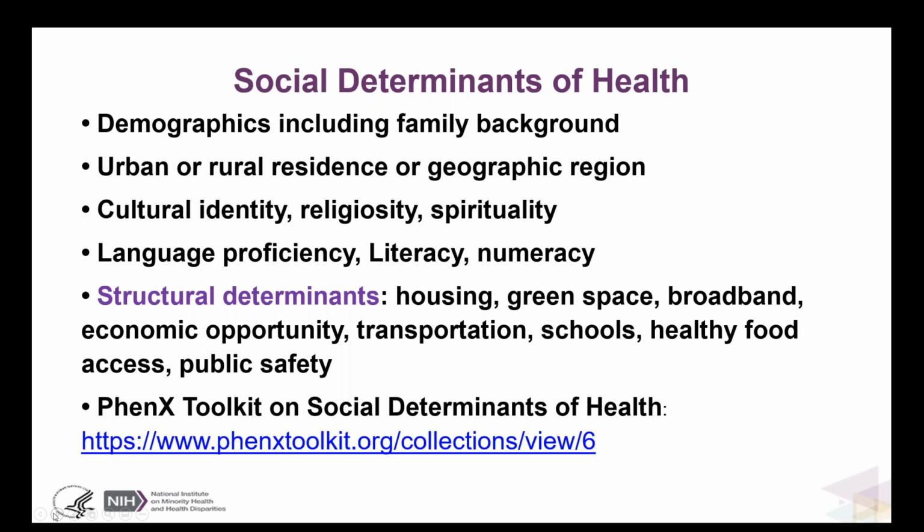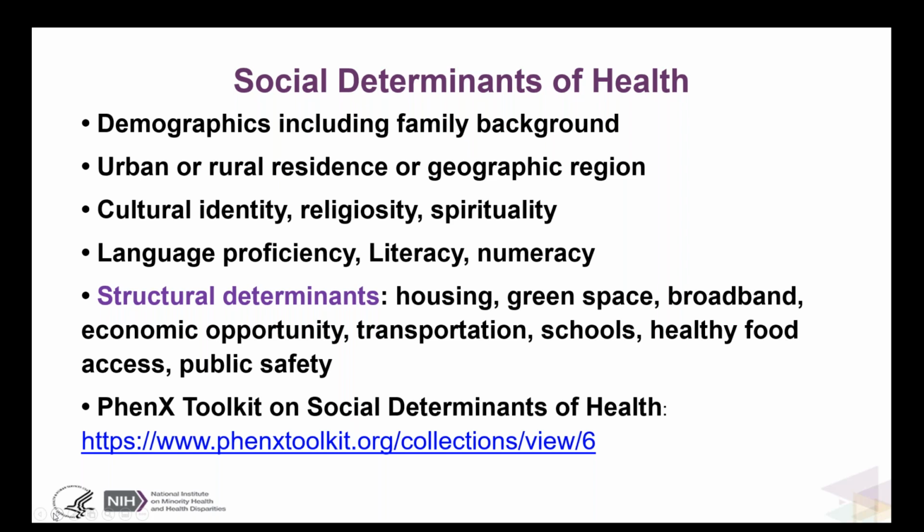Now, social determinants of health have been mentioned by all of you. We, of course, consider these to be critical. I would emphasize that currently at NIH, there is a greater interest in social determinants of health than I have seen in the 5 years I've been here. We, of course, include demographics, including family background, and not just for immigrants, but for all, where one lives in urban or rural areas, cultural identity, religiosity, language proficiency, literacy, and numeracy. These are just an example, not exhaustive. All of these are individually derived.